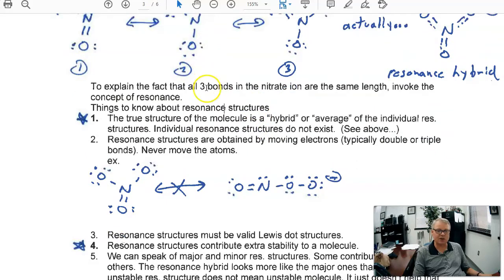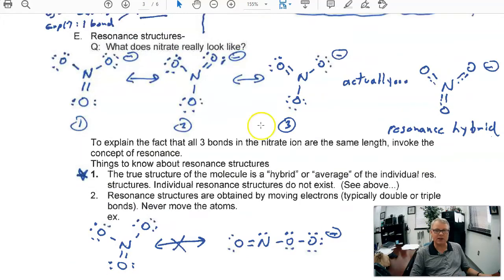So that's the first thing, and that's kind of an important thing. Your individual resonance structures don't exist. They only suggest what the resonance hybrid looks like, and that's what actually exists. Okay? Number 2. Resonance structures are obtained by moving electrons, and that's typically the double and triple bonds. Never, ever, ever, ever, ever move the atoms. The atoms stay the same.